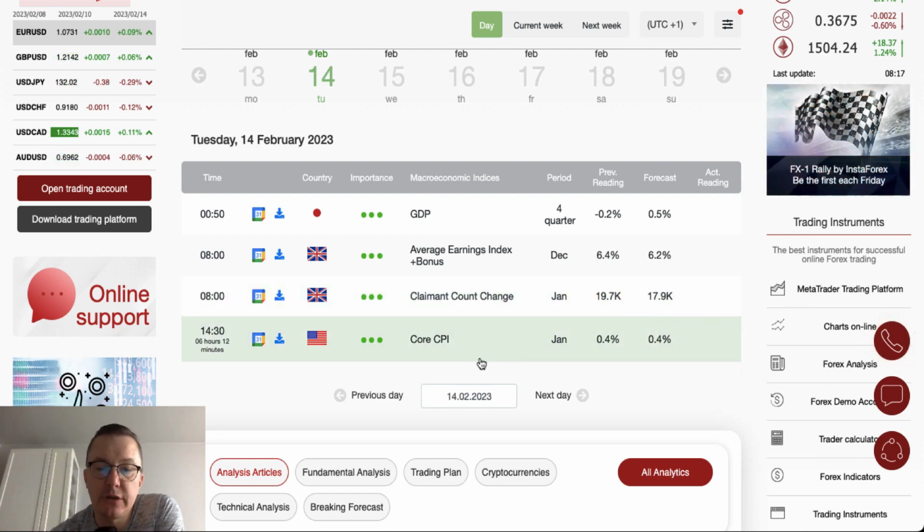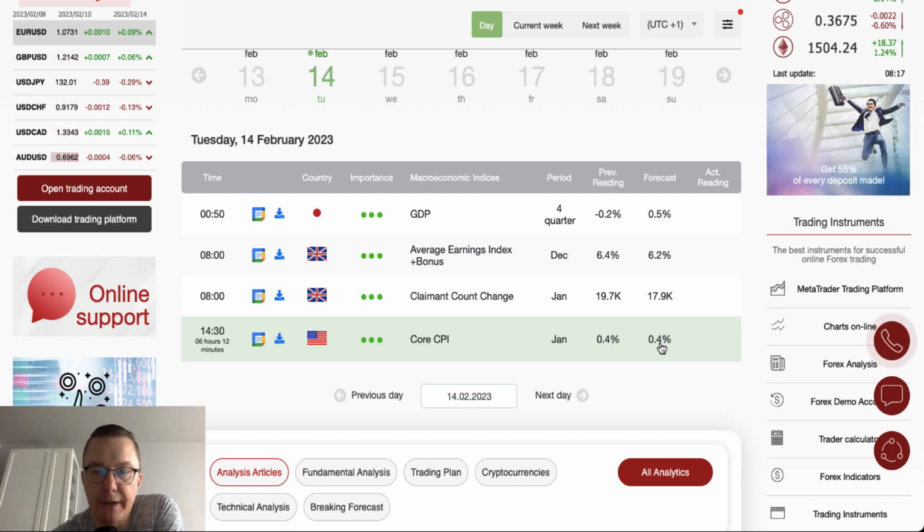During the New York session, we have a very important data in the form of the core CPI scheduled for release at 2:30. The core CPI should stay at the same level of 0.4%. And this is a very important measure of inflation and inflationary pressure on the economy.